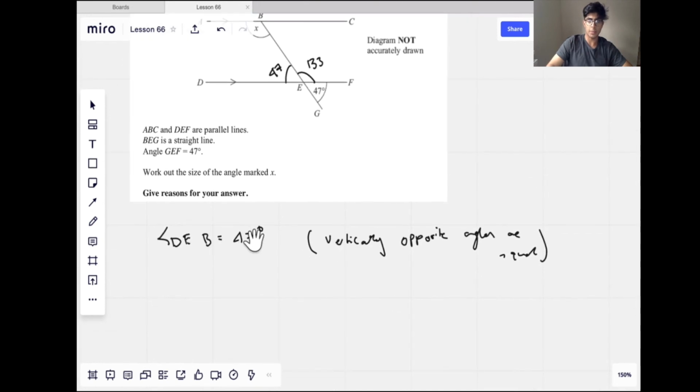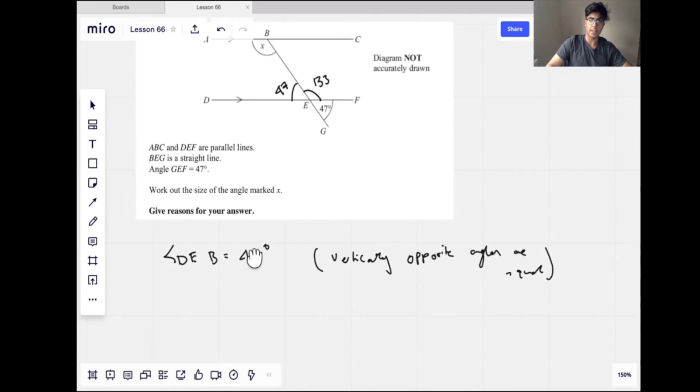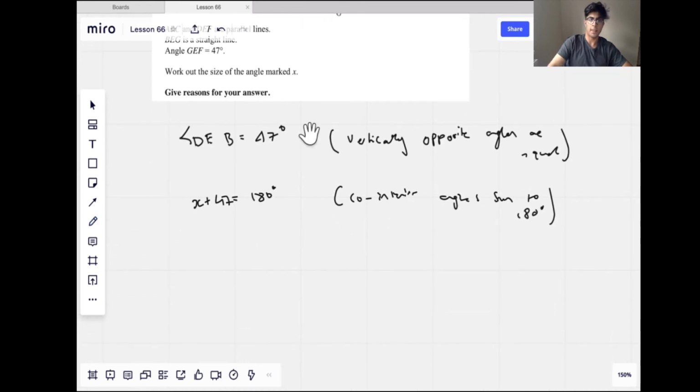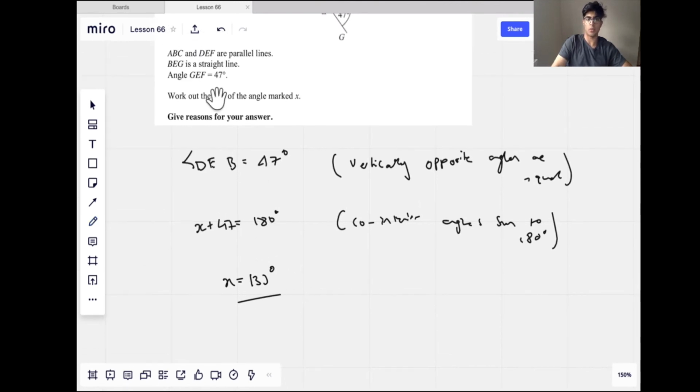Okay, we know DEB is 47. And now we can say, x plus 47 is equal to 180 degrees, because the co-interior angles sum to 180 degrees. And this is our reasoning on the right again. Now we have x is equal to 180 minus 47, which is 133 degrees. And there you go, you have x. That's our answer.